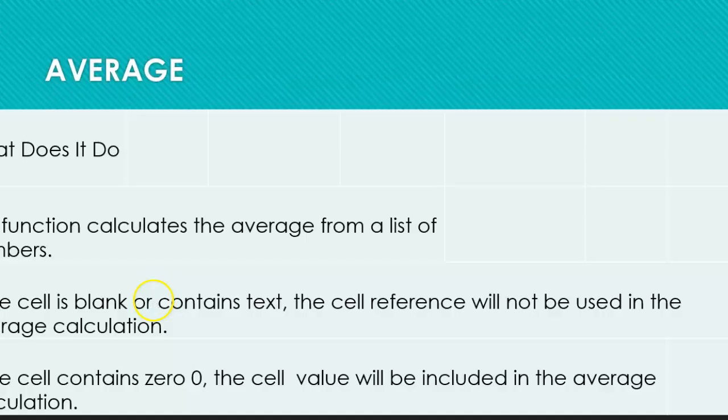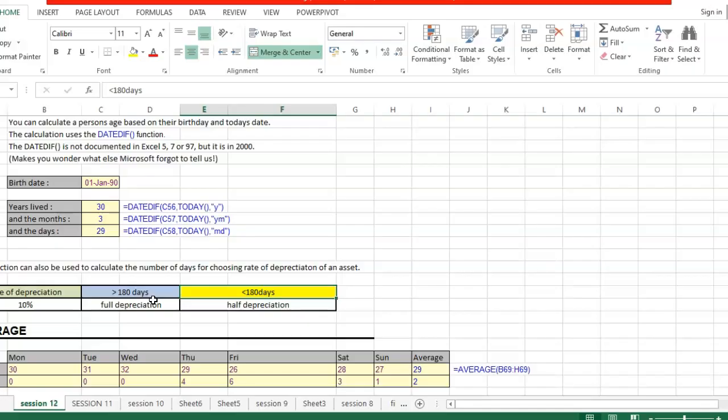Now dear students, let us go to the next function, and that is AVERAGE. This function calculates the average from a list of numbers. If the cell is blank or contains text, the cell reference will not be used in the average calculation, whereas if the cell contains 0, the cell value will be included in the average calculation. So remember, dear students, the average changes. Suppose for example I have 2 plus 0 plus 3. That average is different from 2 plus 3. Let us understand this with the help of a numerical example.